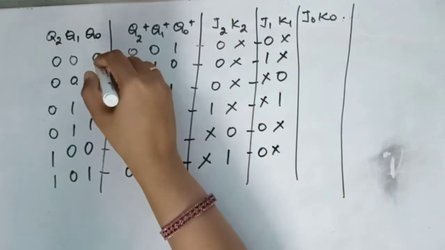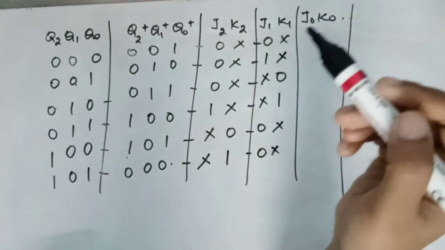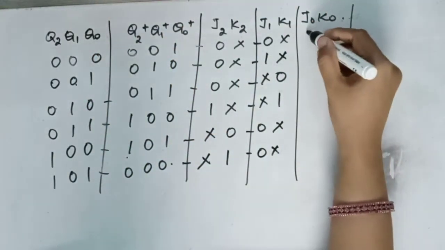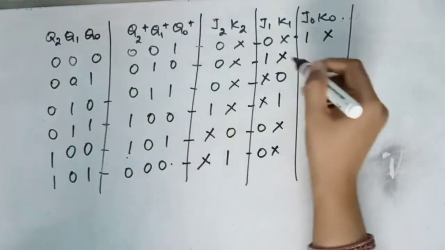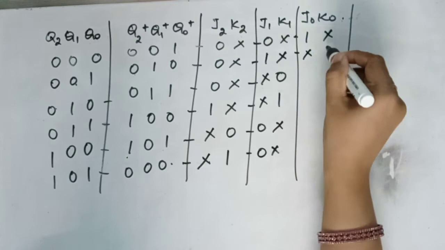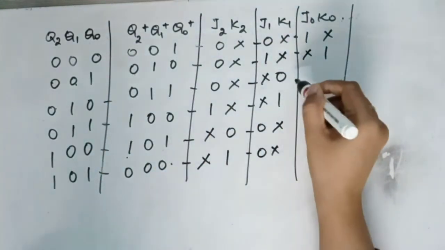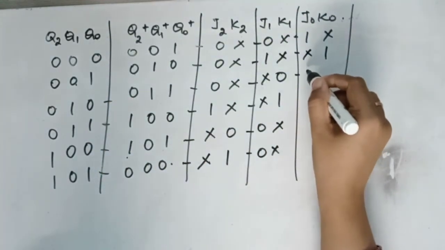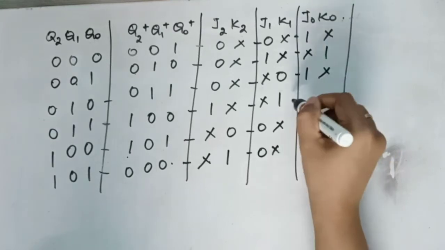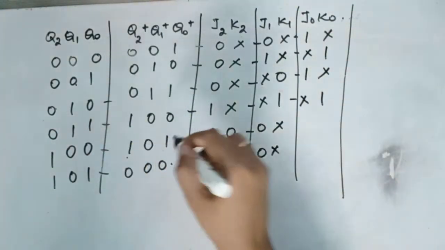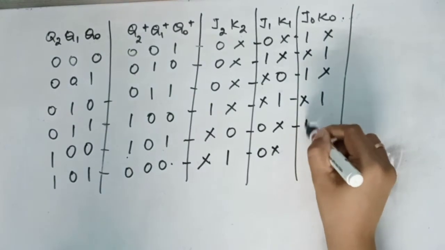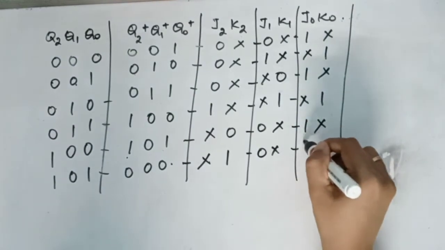J0 K0 from Q0 and Q0 plus. 0 1 is 1 don't care, 1 0 is don't care 1, 0 1 is 1 don't care, 1 0 is don't care 1, 0 1 is 1 don't care, this is don't care 1.